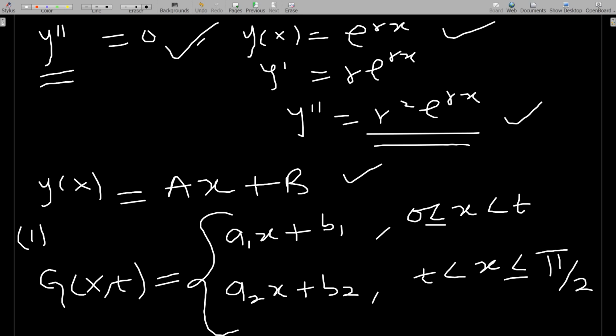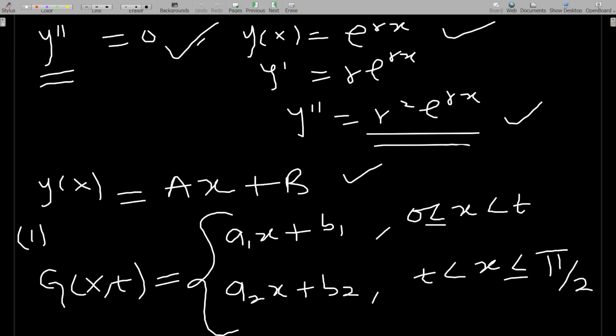So the next task is to find your constants a1 and b1 and the rest. Okay, so the second point is that the Green's function should satisfy the boundary conditions.